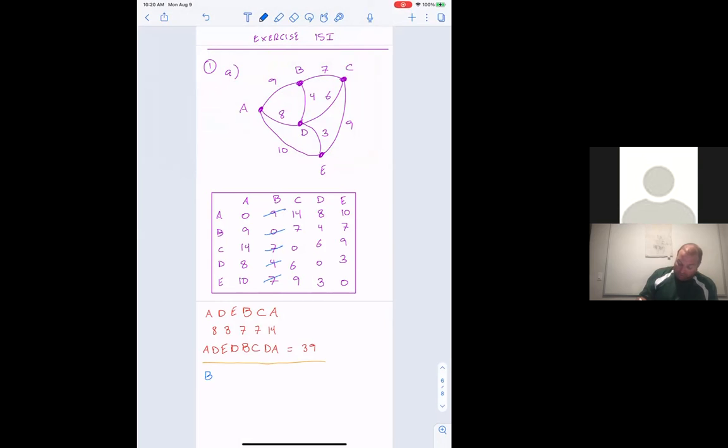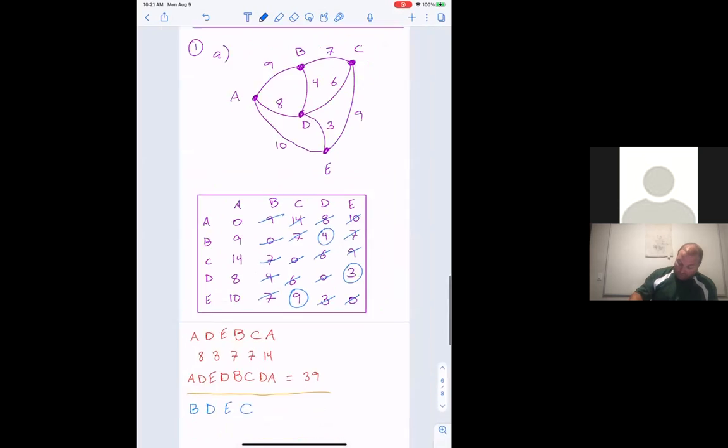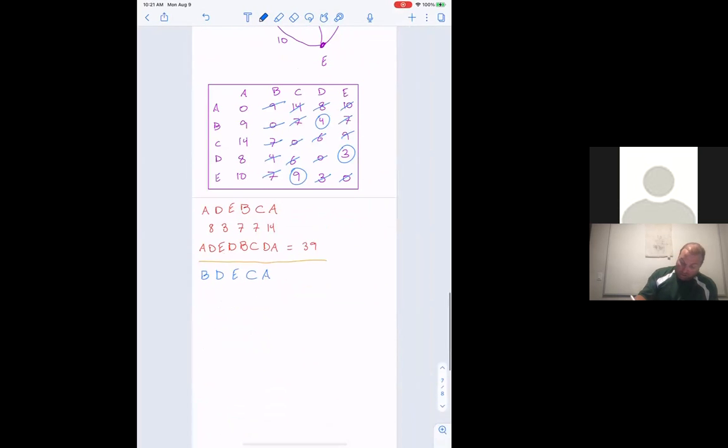So I look at B, B can go to D, and that's direct. And then D can go to E, and that's direct. And then E can go to C, and that's direct. And then C can go to A, and then A has to return to B.